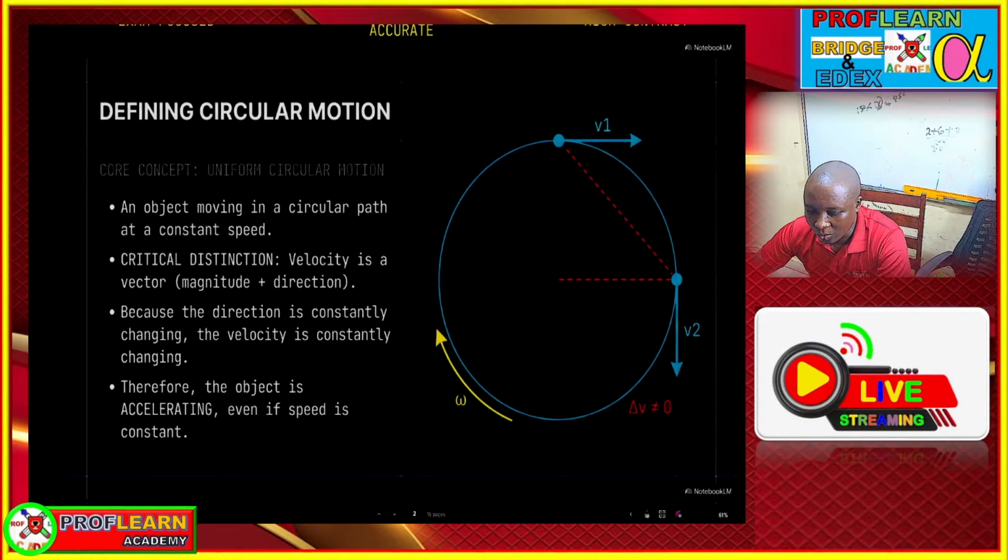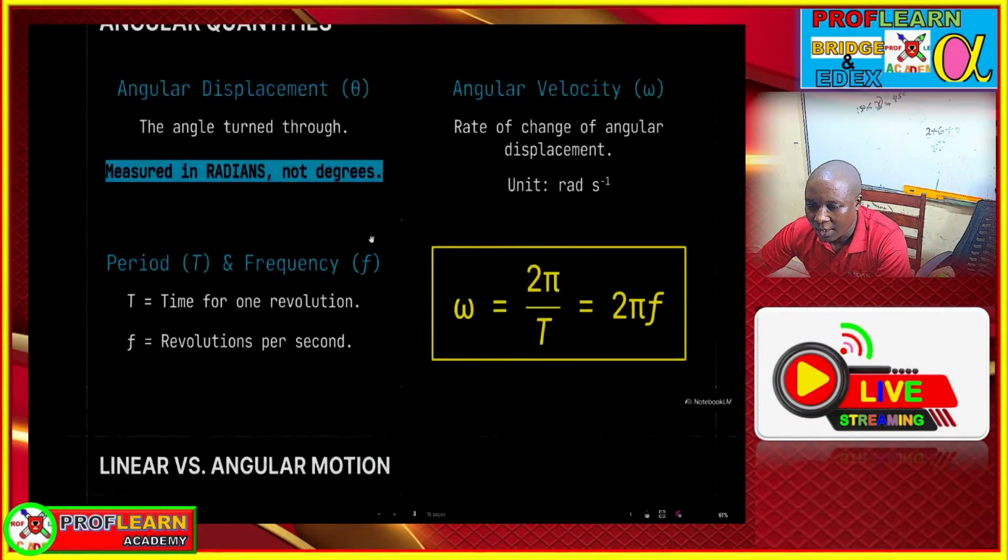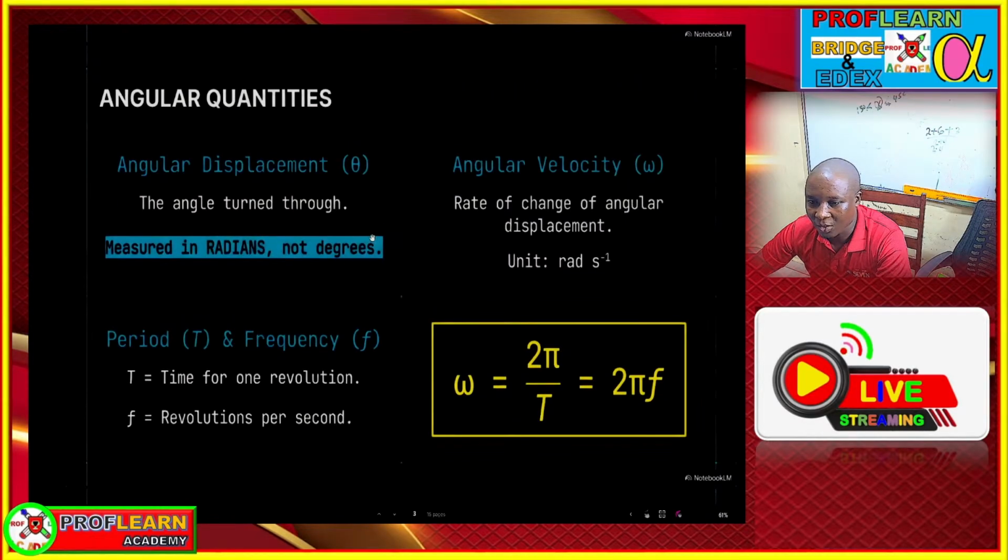Also we need to look at different formulas involved in circular motion, and you need to understand that angular displacement is the angle turned at the center. Angles are measured in radians, but in circular motion we don't measure angles in degrees, they are measured in radians. And the time taken for a complete revolution, a complete cycle, is usually called the period, and the frequency is 1/T. Frequency is equal to 1/T.